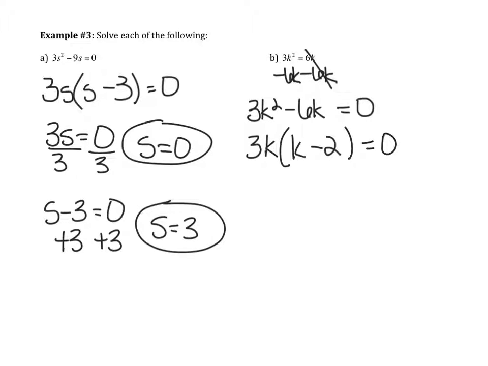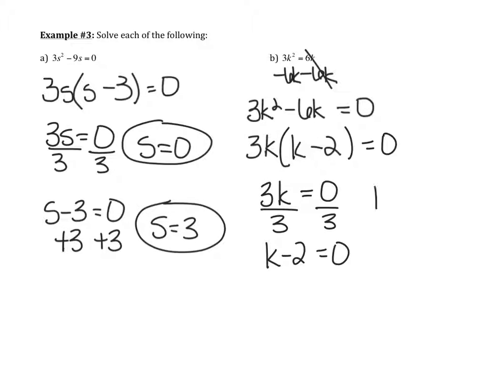and set it equal to 0. So now that I have it as a 0 product, I'll take each of the factors and set them equal to 0. So I have 3k equals 0 and k minus 2 equals 0. So I'll divide both sides by 3 for the first problem, so k equals 0. And the second problem, I would add 2 to both sides, so I'd have k equals 2.